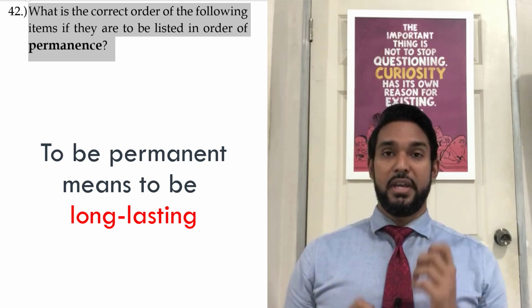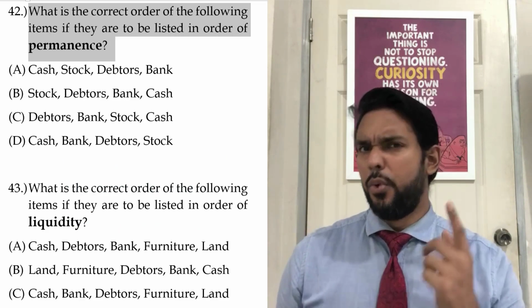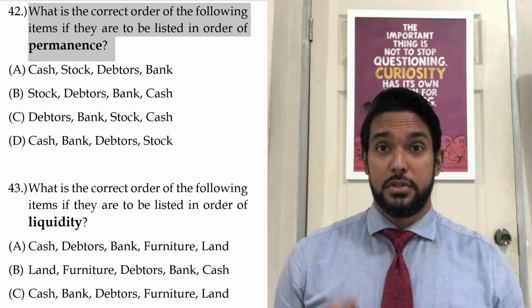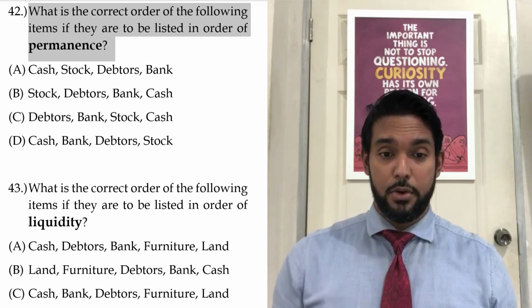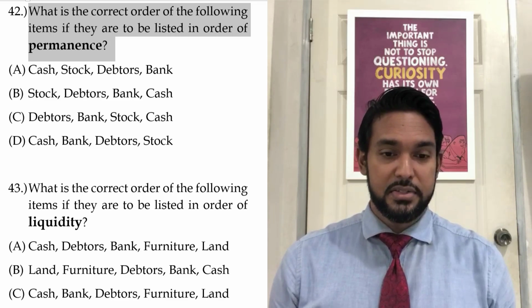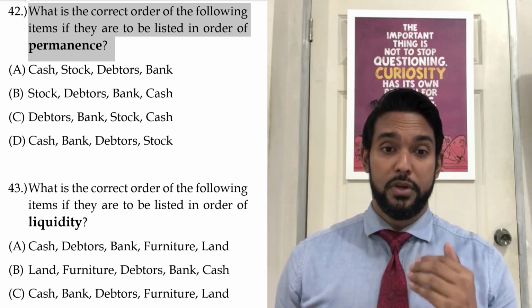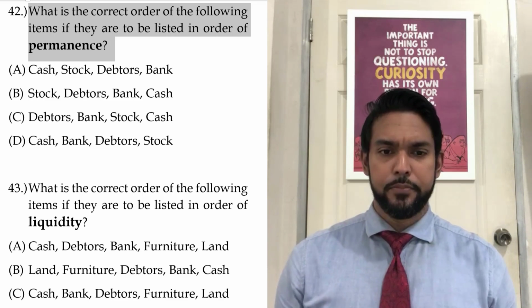So when you want to list something in order of permanence with these assets, you're going to list the longest lasting ones first. And what did we do in the previous question? Stock is the most permanent current asset. Now, just by the way, if you take a glance at all of the options, they're only talking about current assets. Some of the questions right after this will have non-current as well. So we, of course, will get an exposure to that.